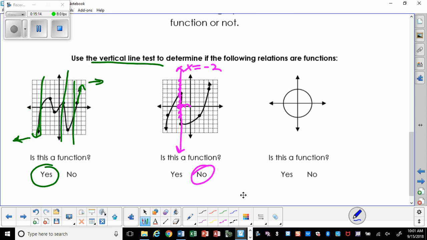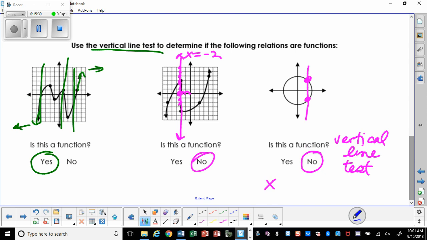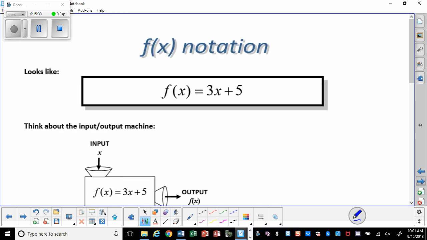Okay, and then is a circle a function? No, because boom, boom. Okay, and why? Because you always have to say why. You could just say vertical line test, right, or x's repeat. Okay. All right, excellent. Now we have a new notation here.